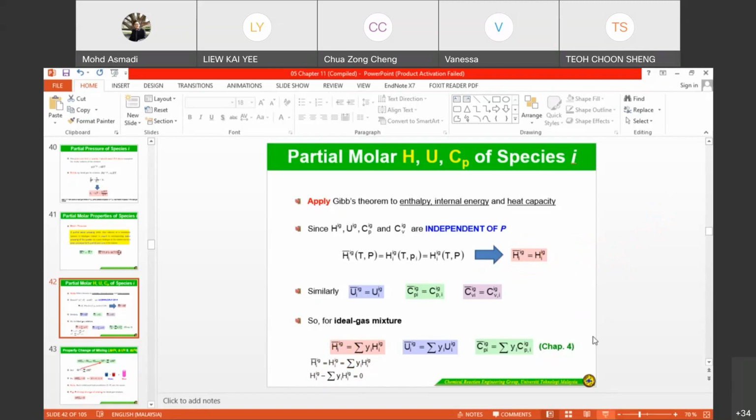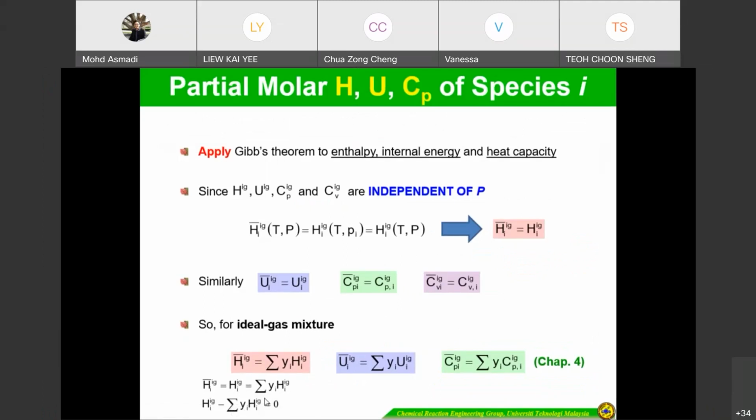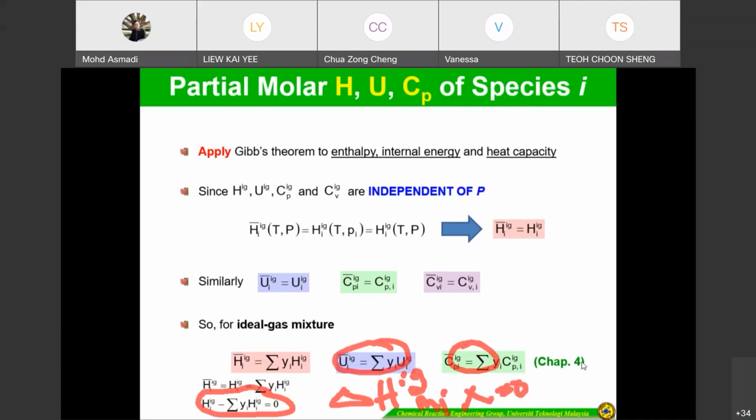Once you get these equations, this is actually the property change of mixing. You can do this also for internal energy and Cp. This is the property change of mixing, meaning that delta H^ig mix equals 0. So for the ideal gas, the enthalpy change of mixing is equal to 0. You have to remember that because it's independent of the pressure.